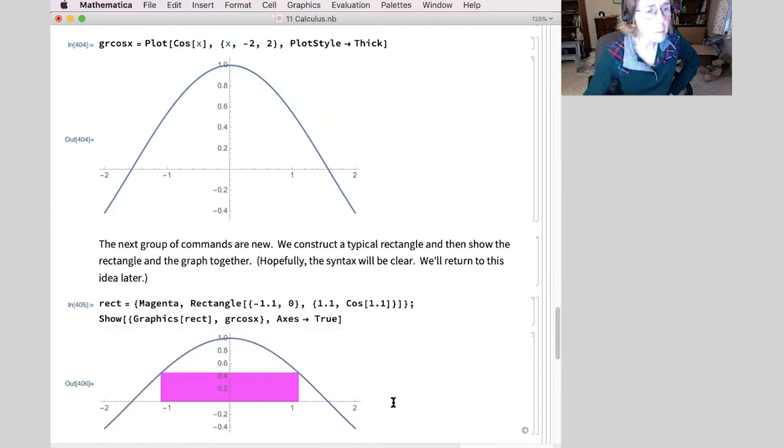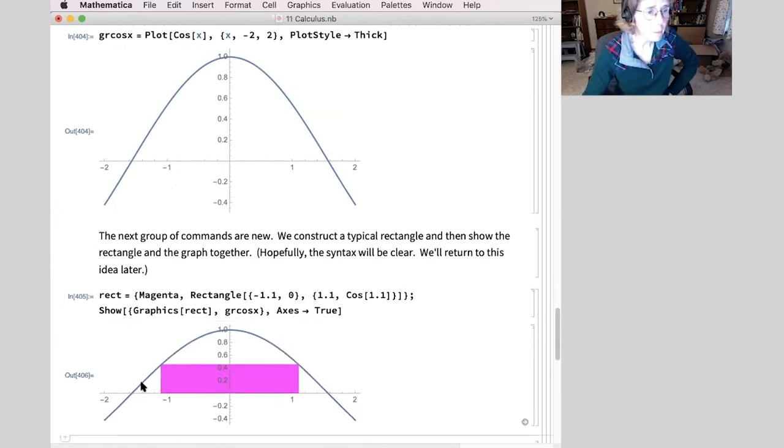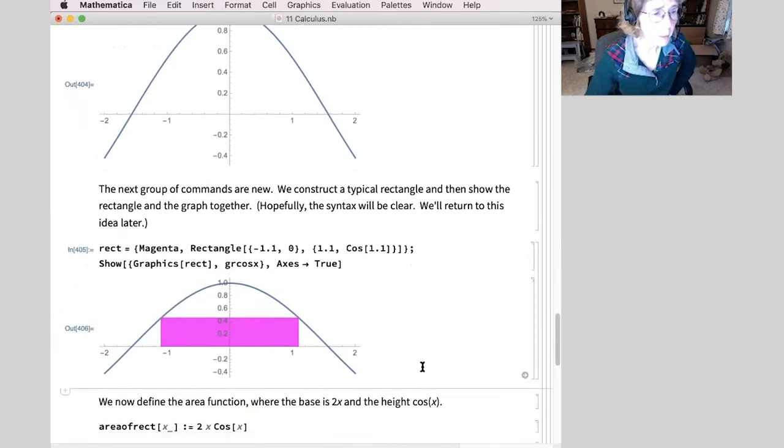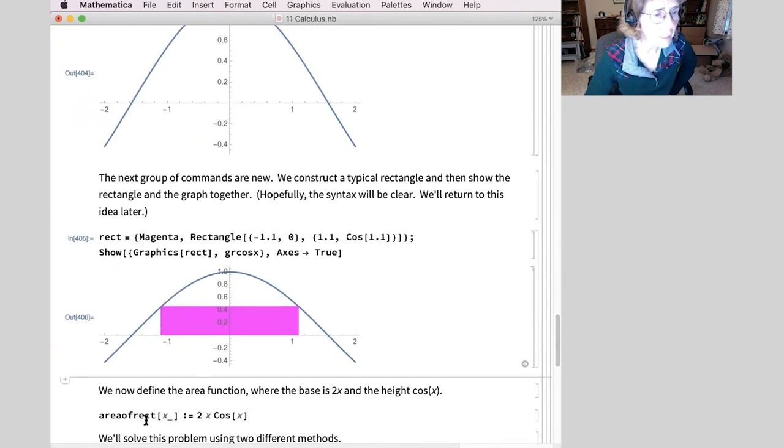All right, so from here, I could have a rectangle that is much wider and shorter, or I could have a tall and skinny rectangle. And the idea is to find the rectangle of maximum area. So I'm going to define my area of rectangle, 2x. Okay, that's my x value there. So my base is 2x, and then times the height, which will be cosine of x.